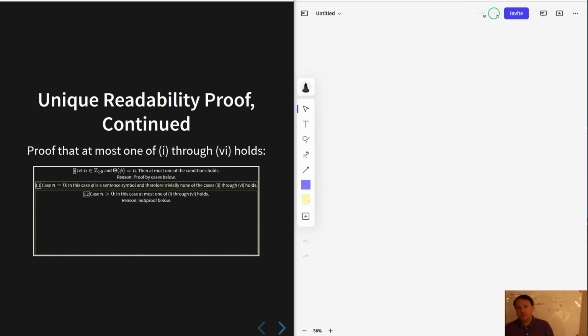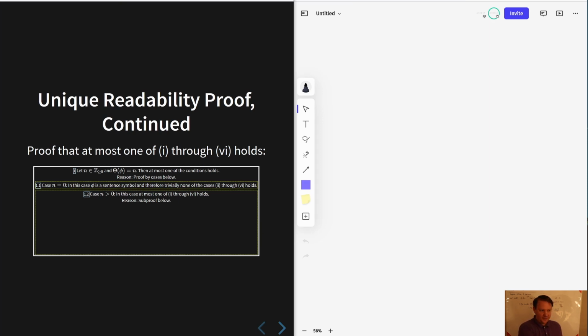Here I'm going to prove this by cases, and in particular I'm going to do this with the complexity of the sentence. So we're going to let n be the complexity of some sentence phi, and I'm going to consider two cases: n is 0 or n is strictly positive. If n is 0, recall what the complexity of a sentence means. It's the least index n such that phi is in Cent n.